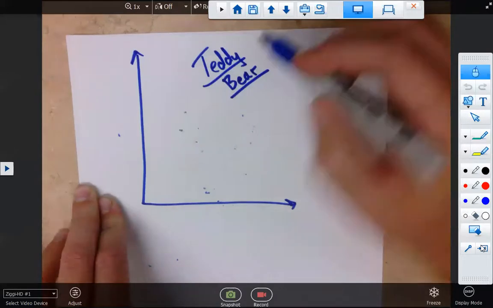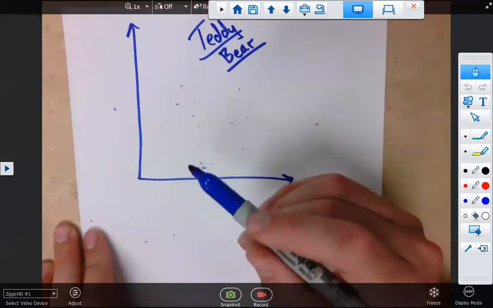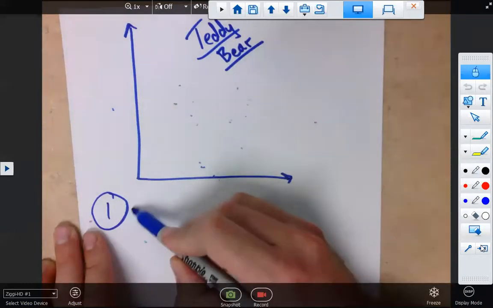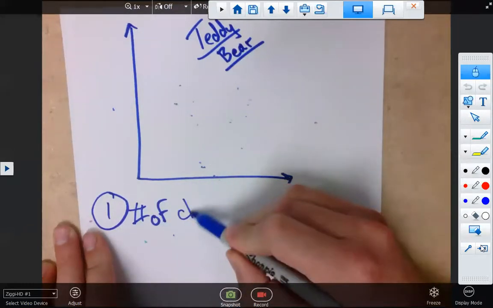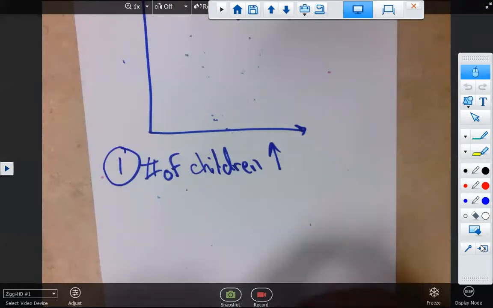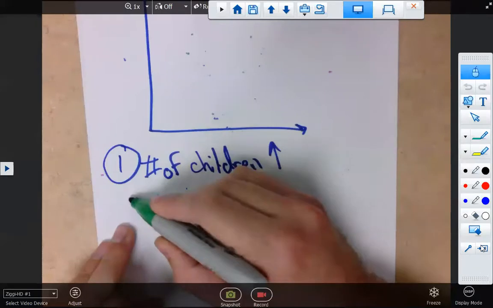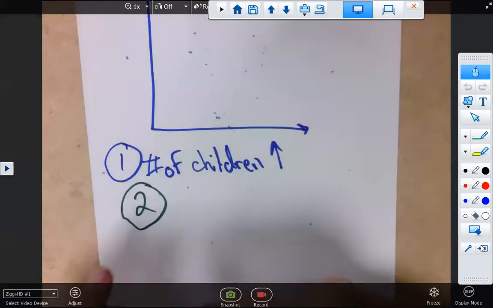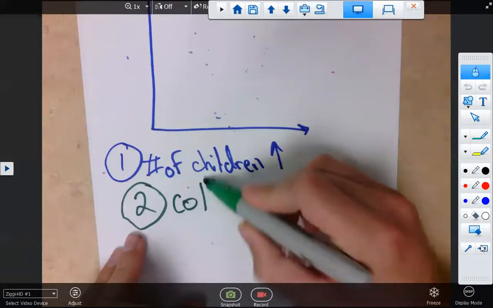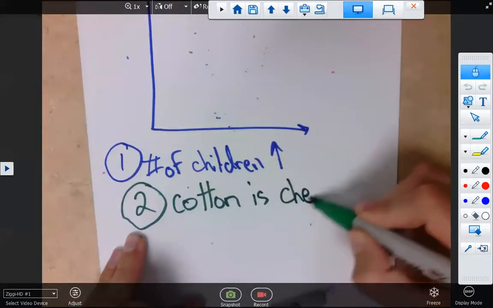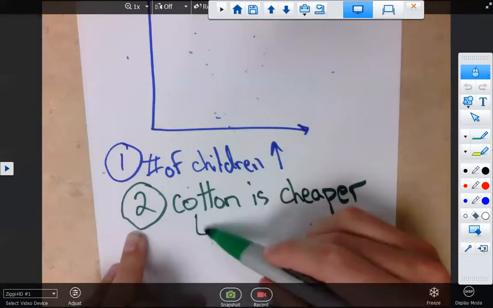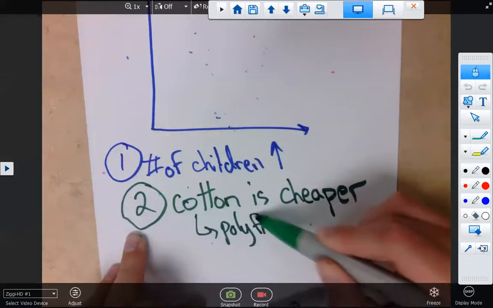All right. And so let's have a double shift. And so we're going to say that one, the number of children increases. And then the second thing that's going to happen, cotton becomes cheaper. Cotton as in the material, or like the polyfill? The polyfill, yeah, sorry. Polyfill. No, thank you for the clarification.